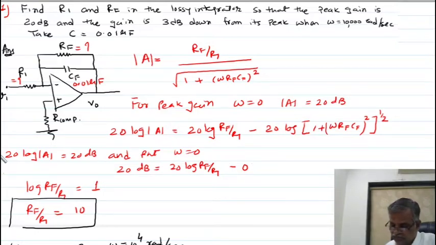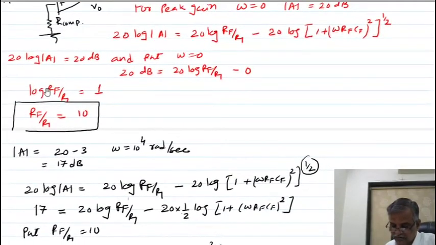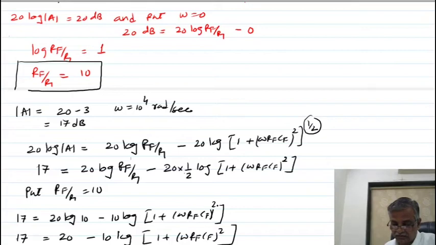I can write here, put it. So I have written 20, this is 0, you will get 20 log 1, and 20 log 1 is 0. So I am putting 0. So 20 is cancelled, leaving 1. Take the anti-log, so anti-log of 1 is 10. Now look, three dB down. Gain is 3 dB down means A is equal to 20 minus 3, 17 dB, and at which value of the frequency? When omega is 10 raised to 4 radian per second, then gain is 3 dB down.